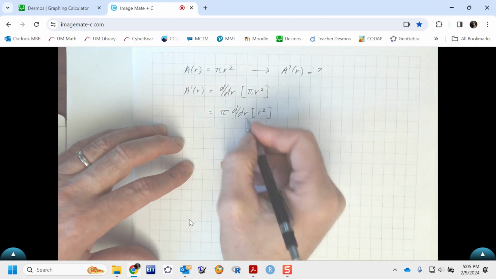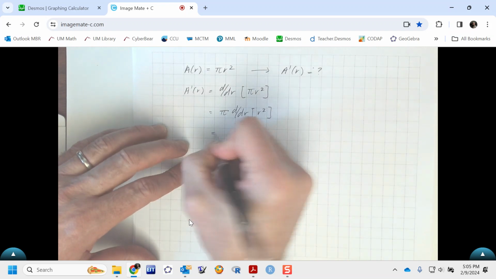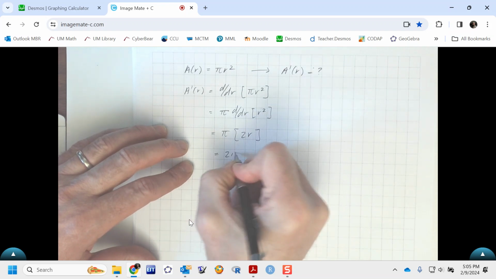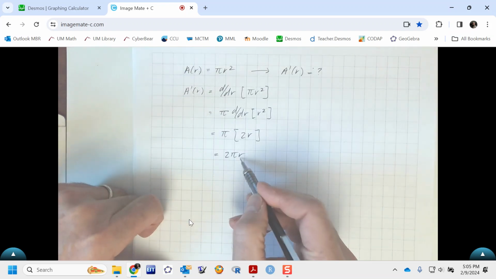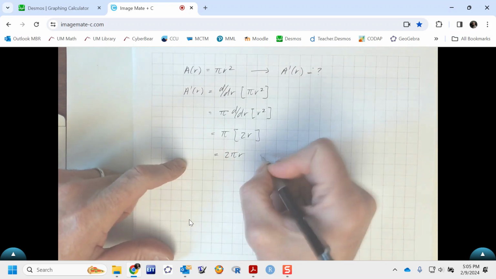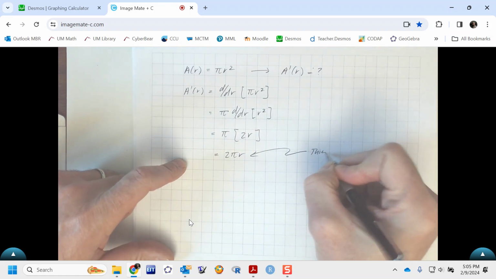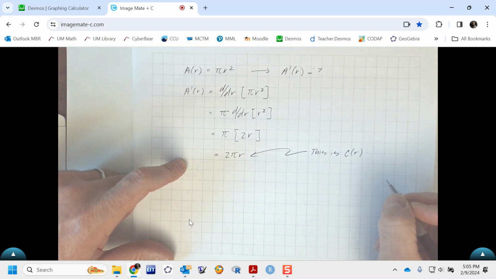This is a power rule, so 2 comes out in front, and we lower the exponent by 1. So what we end up with is pi times 2r, which is the same thing as 2 pi r. And it's no coincidence, it can't be, that the derivative of the area function is the circumference function. So the answer to question 2 is that this is the circumference with respect to r. Super strange, right?